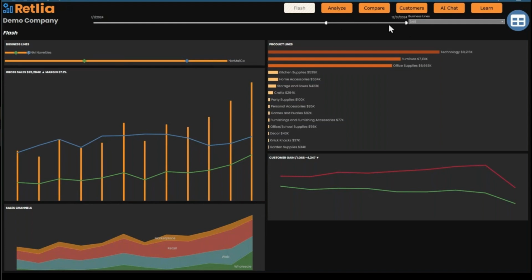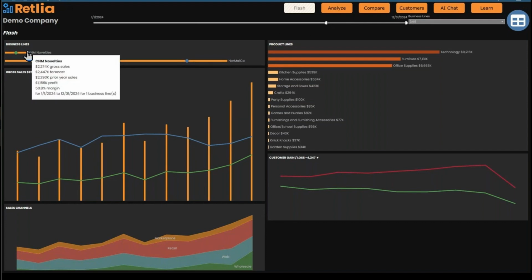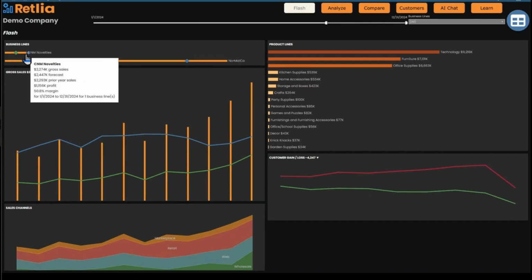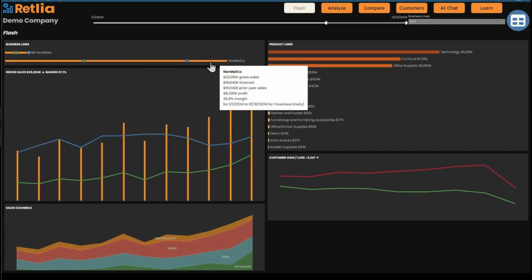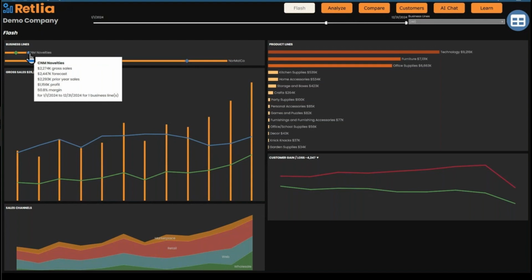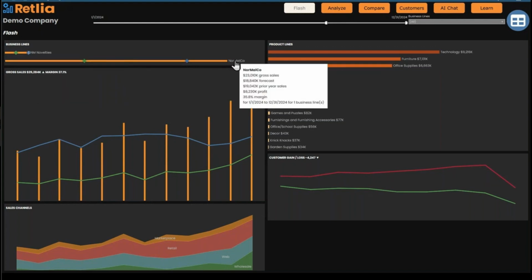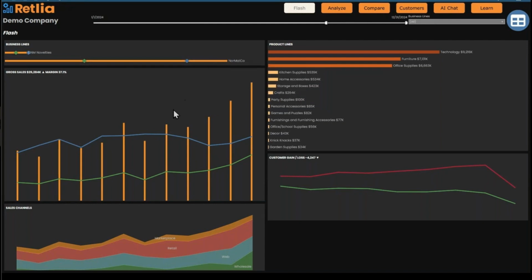And I would be able to filter. That's what you can do with this filter. Filter to a different time frame and just view gross sales, year over year, and forecast. And you can see under the hover, there's a little bit of additional information around profit and margin. But looking at each business line in terms of that, right away I can see in this business, this demo here, one business line is way smaller than the other. And so I can treat those businesses accordingly.